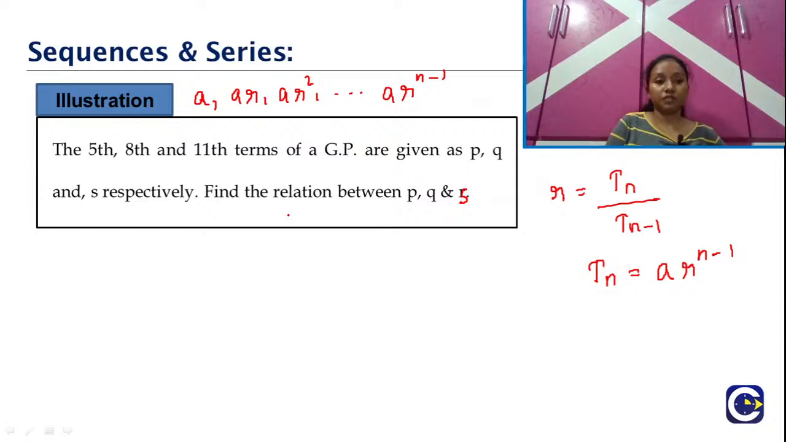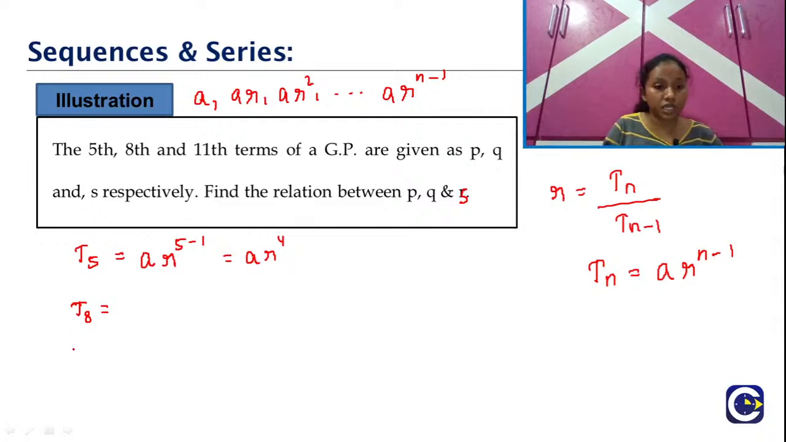So here we have to write the fifth term, that is T5, which will be equal to a into r power 5 minus 1, which is a into r power 4. Similarly, the eighth term, that is T8. Try to write the eighth term as well as the 11th term using the same format here.